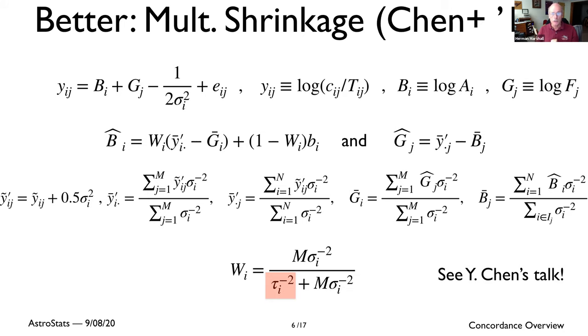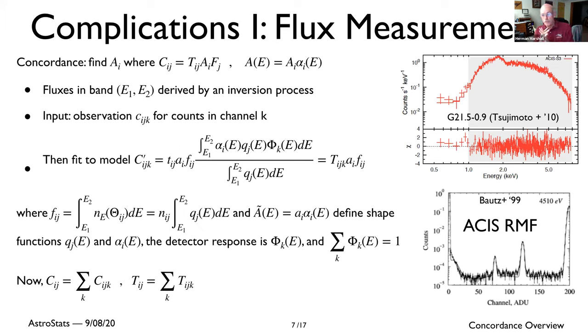Okay, so once we've laid out this very simple problem of finding the area for a given instrument, where the predicted number of counts for the instrument and a source is just given by a simple equation, then we immediately recognize there are some real problems in how we actually go about doing these analyses.